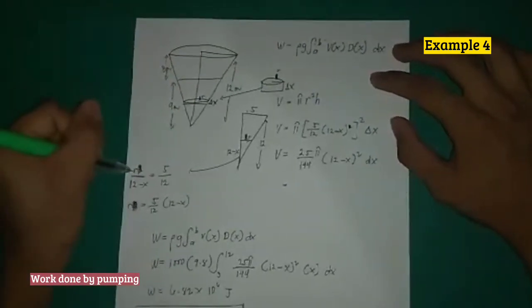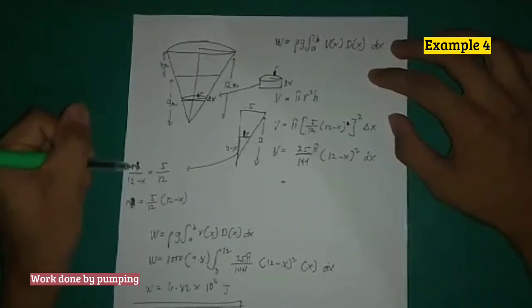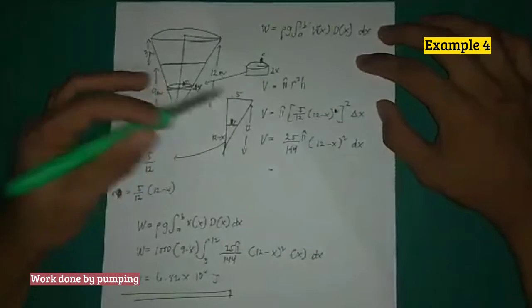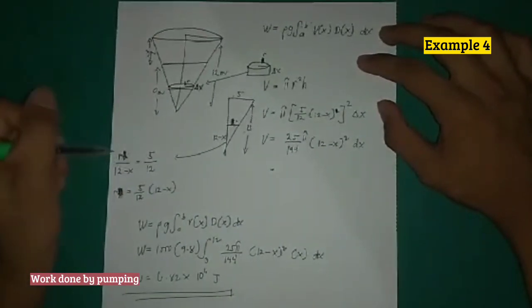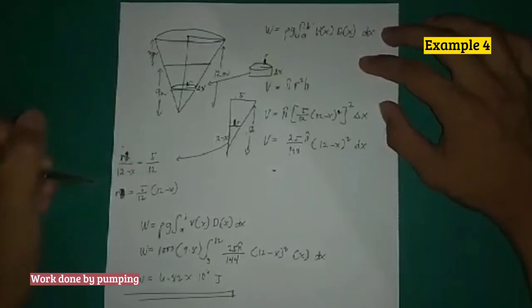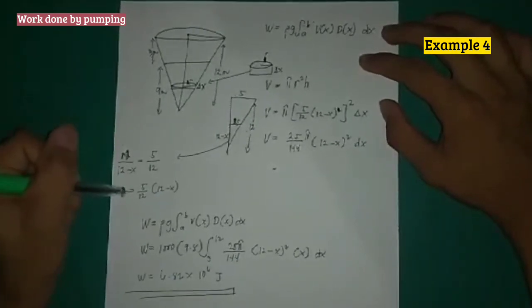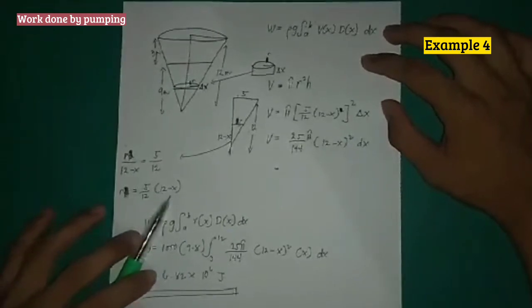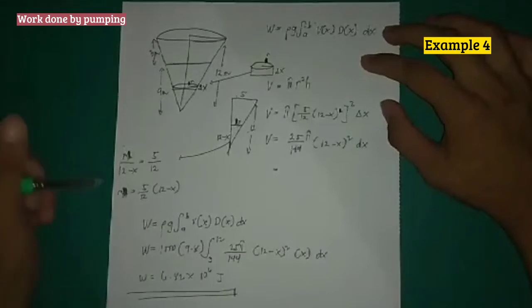So we consider r. r over 12 minus x is equal to 5 over 12. So this is proportional. So we cross multiply, which is multiplying both sides by 12 minus x. So the result will be r is equal to 5 over 12 times 12 minus x. So we have obtained the radius.